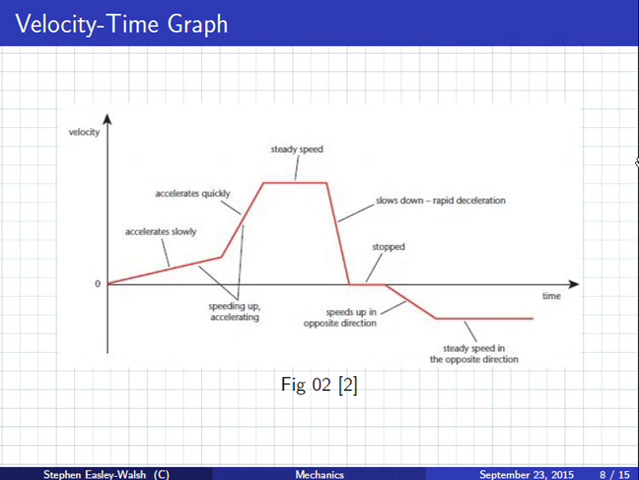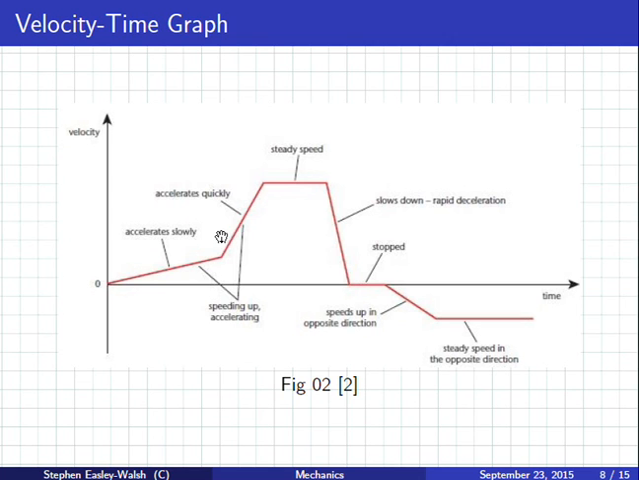Okay, so what we can do is represent velocity and time on a graph. So here's an example. You can draw it in a moment, but I just want to go through each of the parts. On the x-axis is time, and on the y-axis is velocity. In this example, at the beginning the velocity is 0, and then it accelerates slowly. This means it gets faster and faster and faster, and then all of a sudden it gets very fast.